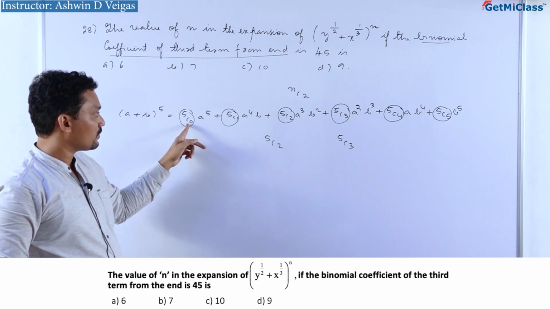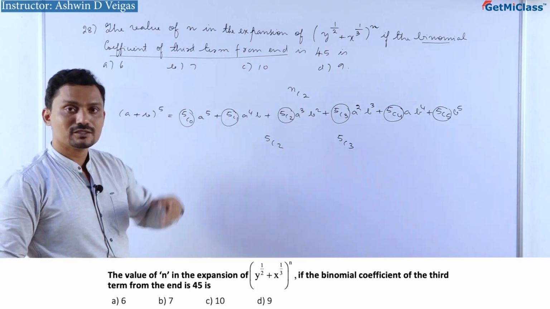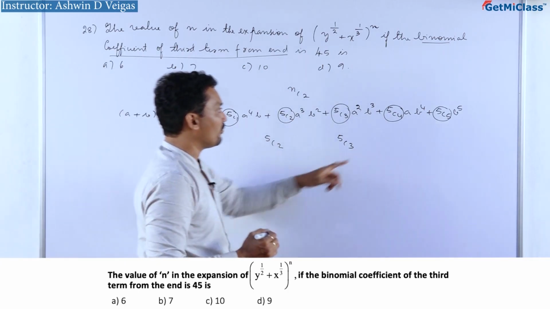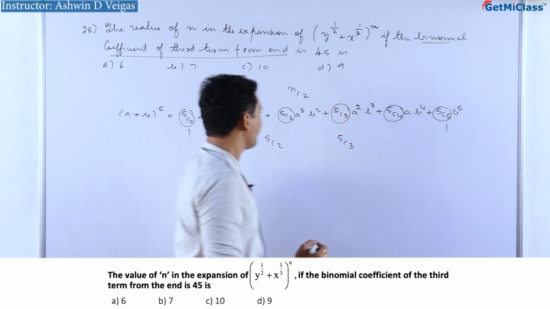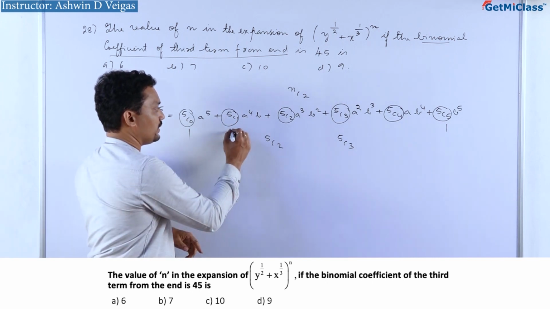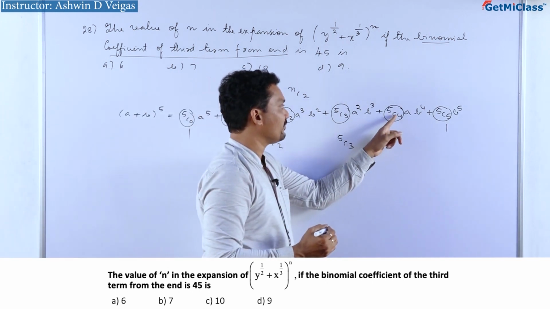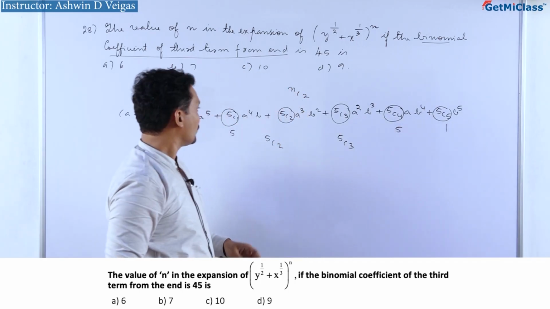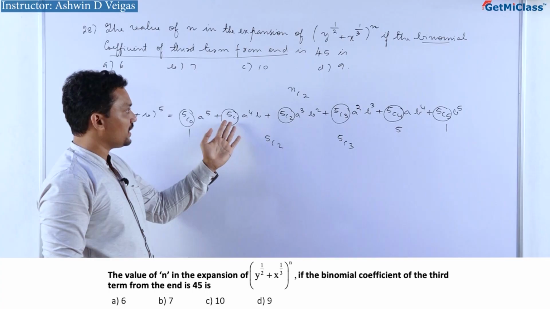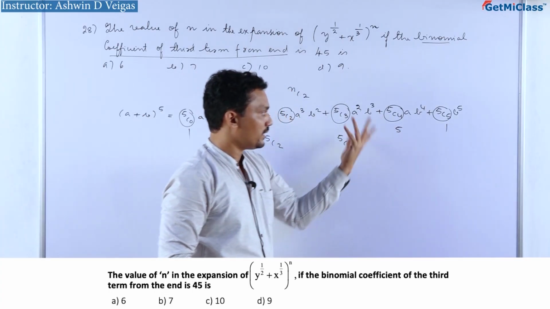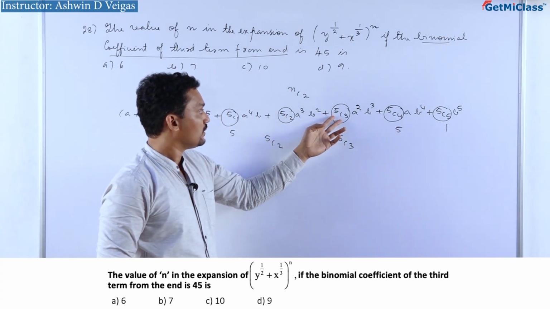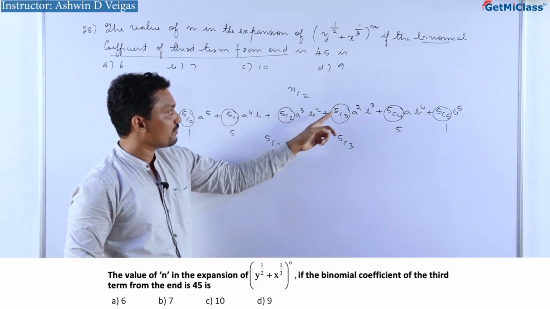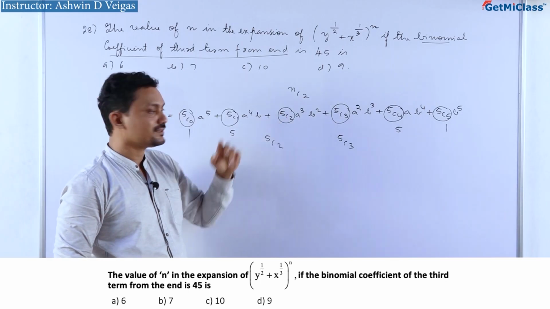the first binomial coefficient from the beginning is always equal to the first binomial coefficient from the end. See, 5C0 is 1, 5C5 is also 1, 5C1 is 5, 5C4 is also the same as 5C1, that is 5. So, second from the beginning equals second from the end. Similarly, third from the end is always equal to third from the beginning. We know 5C3 is equal to 5C2.